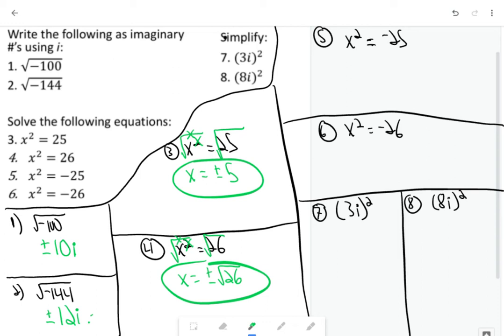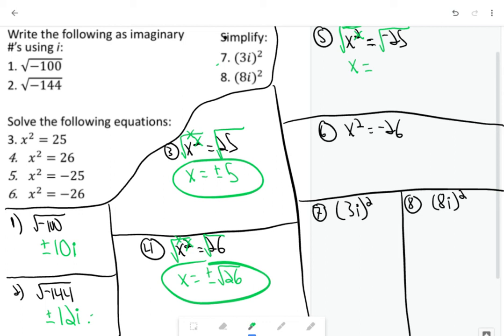Now, if I was to look at number 5, and I was to solve it the same way, so take the square root of both sides in order to get rid of the squared here, I would end up with x equals, well, now I would have the square root of negative 25. Now, if we were in the real number system, we would say that that has no solution. It has no real number solution.